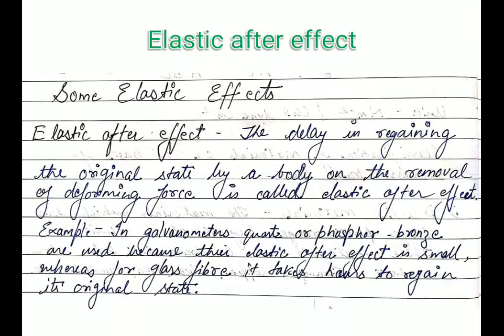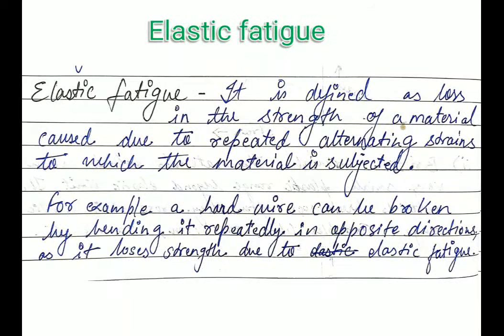Okay student, so here I have taken an example. In the internal mechanism of a galvanometer, quartz or phosphor bronze are used because their elastic after effect is very small. Whereas, for example, if I take a glass fiber, it takes hours to regain its original state. Okay students, let us move to our next topic.